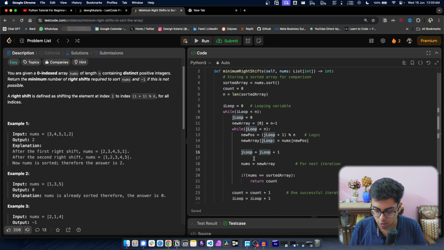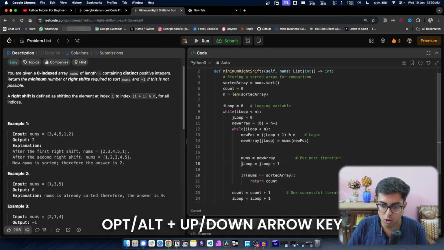I think this should be at the bottom. You can also press option and the lower key to do it like this, but you're going to learn all of this as you go on, so it's not a big deal.